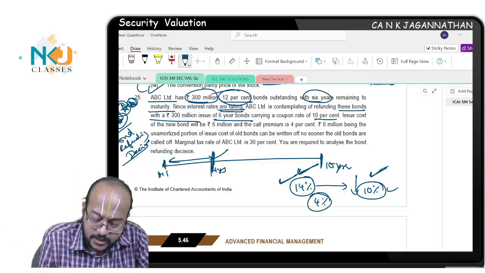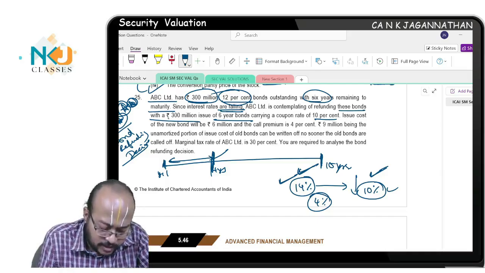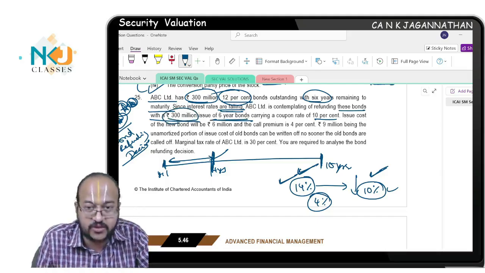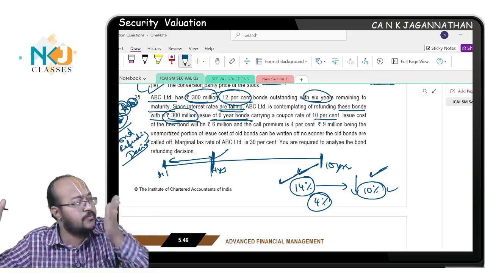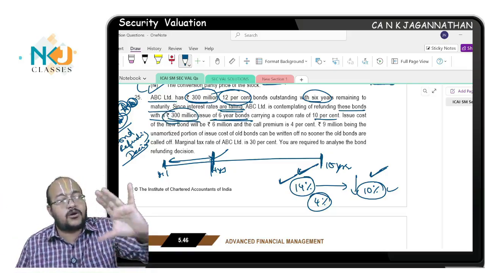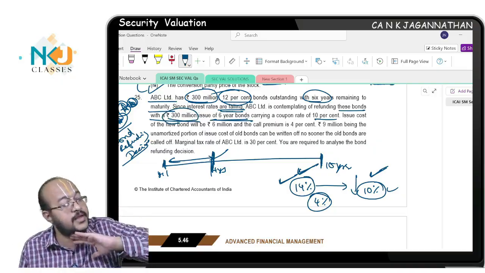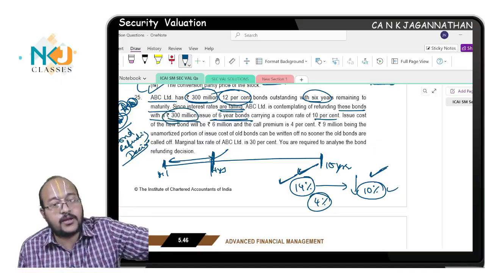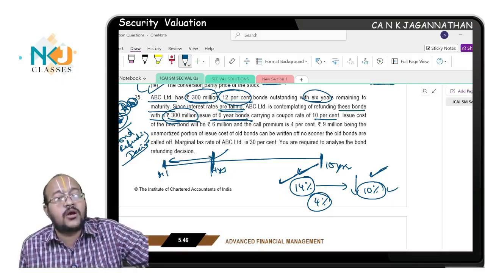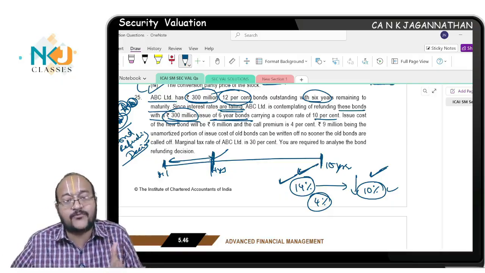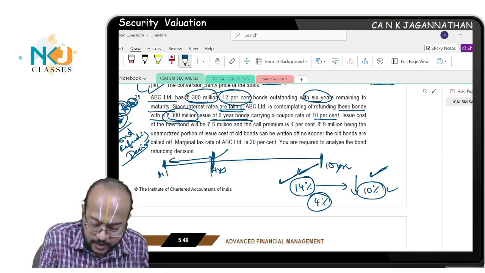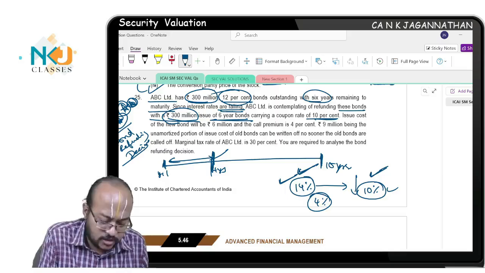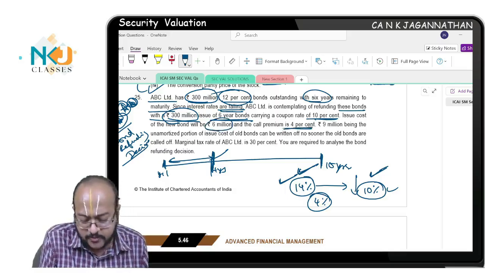ABC is contemplating refunding this bond with a 300 million issue of a new bond. The new bond is being issued for the balance 6 years, since 4 years have already happened. The 10 years bond I will close, but instead I will reissue a 6-year bond carrying a coupon rate of 10%. Issue cost of the new bond will be 6 million and the call premium is 4%.